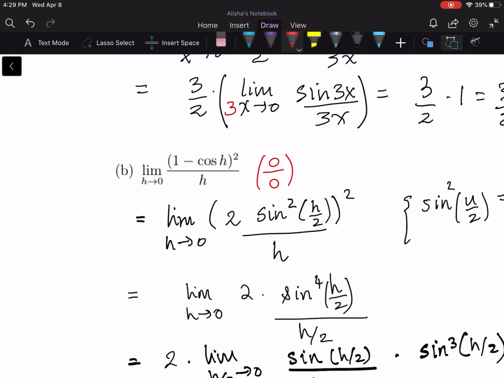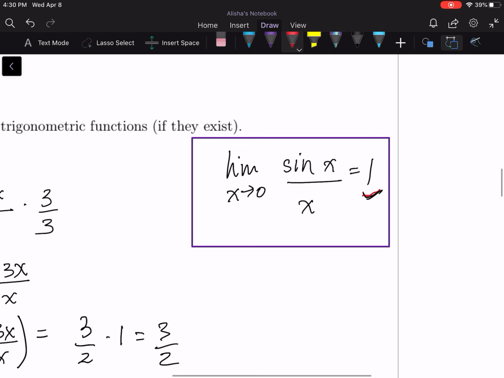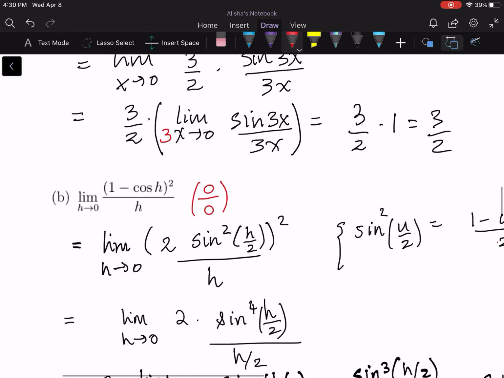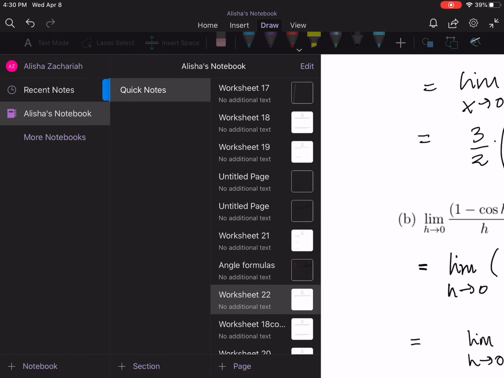All we know, all that we can use is that there is this other indeterminate limit whose value is 1, right? So somehow I want to get from (1 minus cosine h) the whole square over h to something that looks like sine over h. And the only way I can think of going from cosine to sine is by using an angle formula. So let's look at our list of angle formulas.